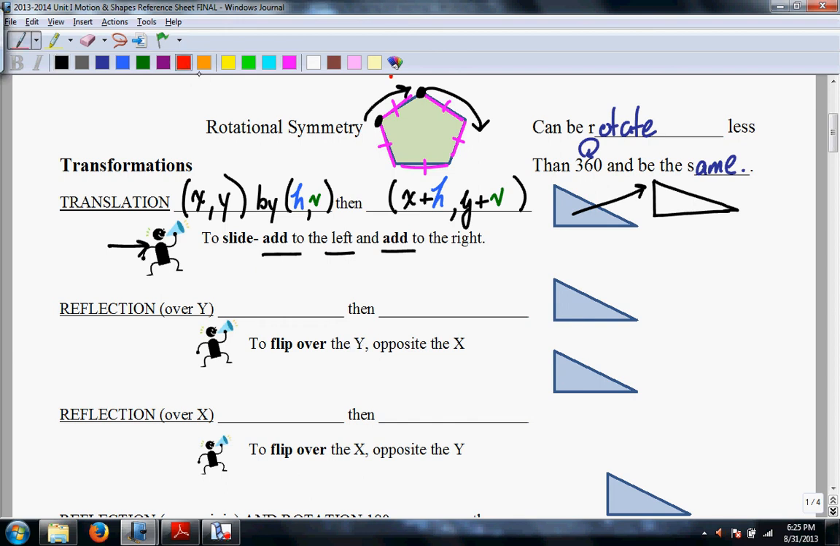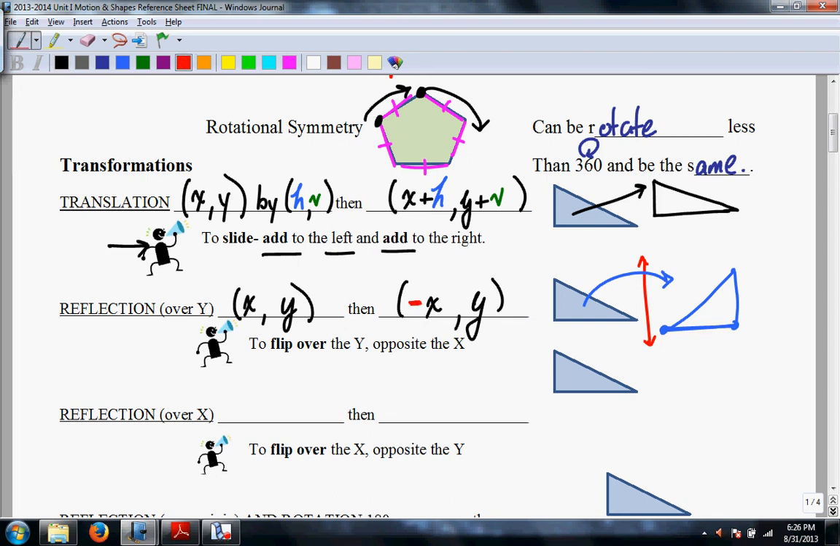Reflection over the y is when you flip over the y-axis like this. This would be a reflection over the y. If you have an xy coordinate and you're going to reflect over the y, all you do is you opposite the x coordinate.